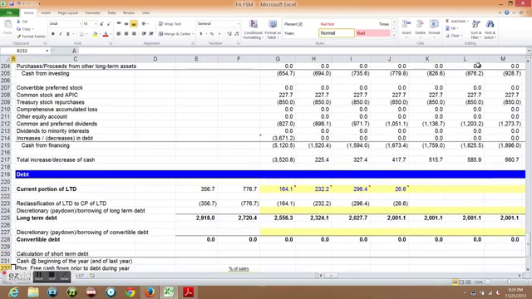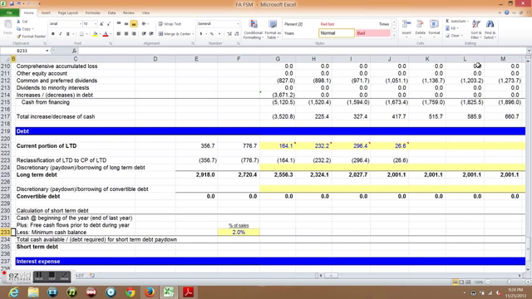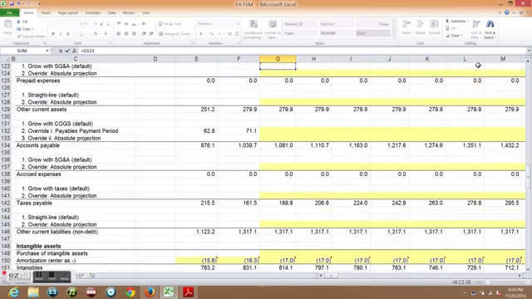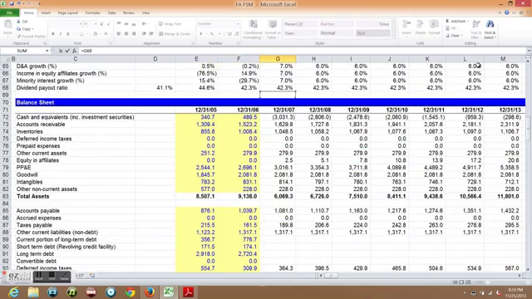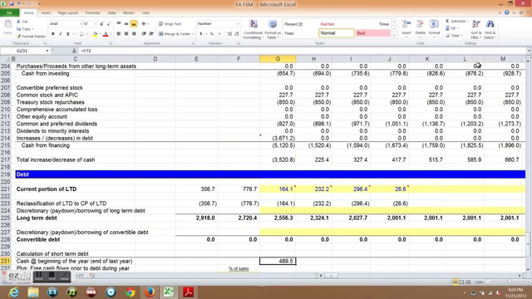Calculations of short-term debt. Okay. Cash at beginning of the year. So what we're going to do is go all the way up here to our balance sheet and get our previous year's cash equivalents. Okay, so we're going to project that out there.